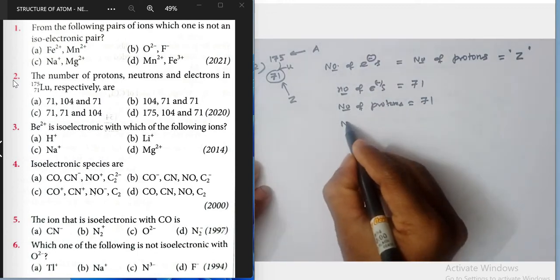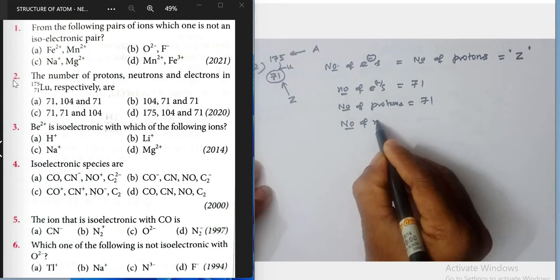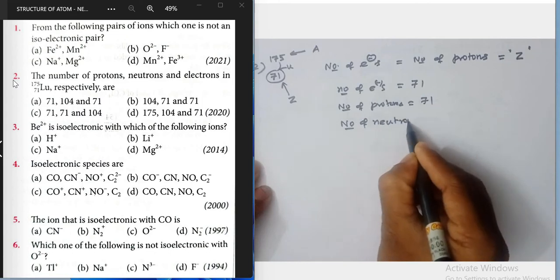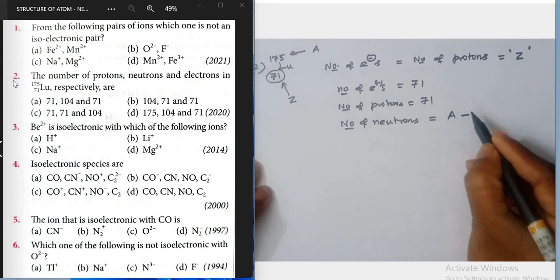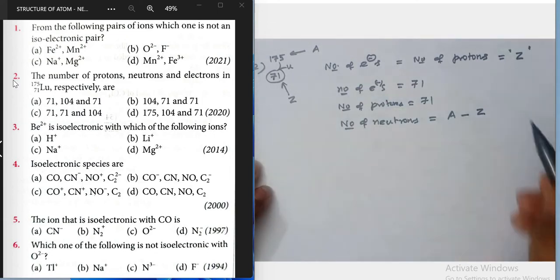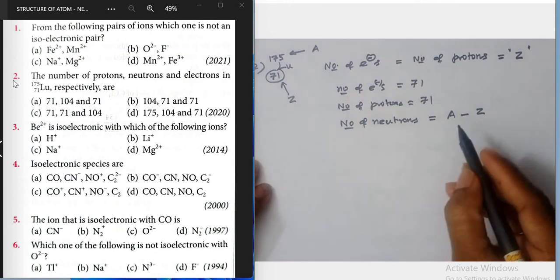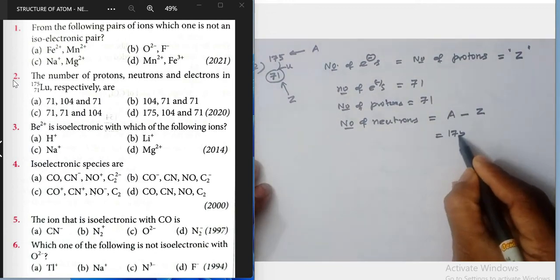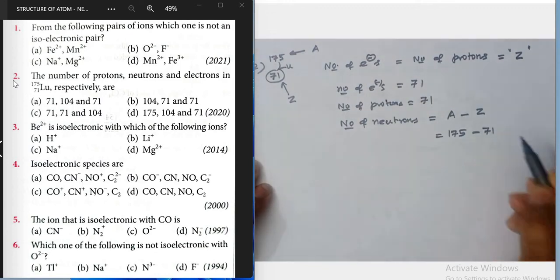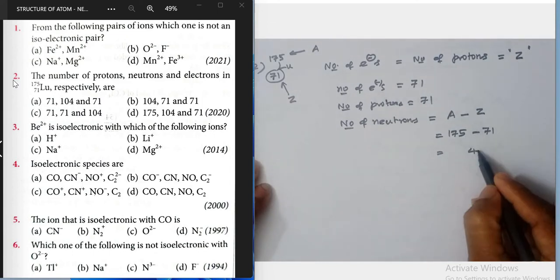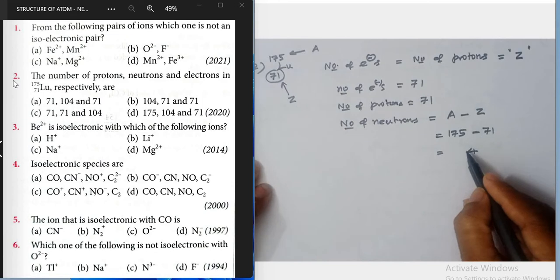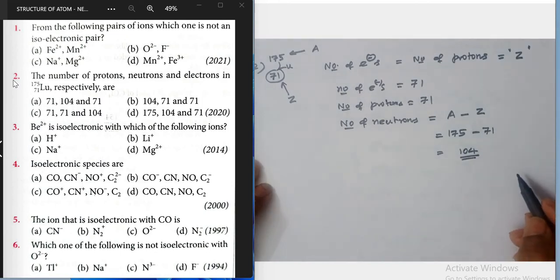What about number of neutrons? Number of neutrons is the difference between the mass number and the atomic number. Mass number given is 175, atomic number given is 71. If I subtract, 5 minus 1 is 4, 17 minus 7 is 10. So we get 104. This is the number of neutrons present in the atom.